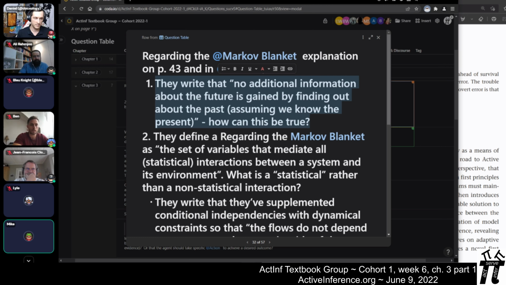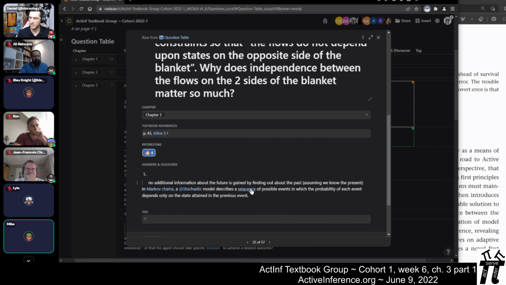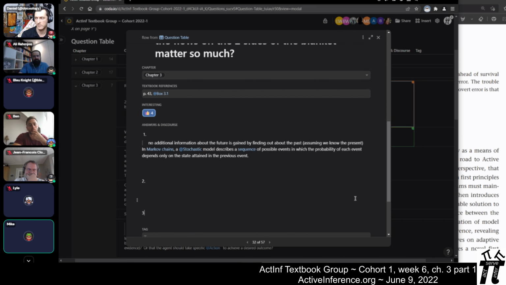So I added a note in there. You can tell me if this is correct or not. With regard to Markov chains, as I understand it, the Markov chain in its present state is effectively capturing all the information about the past. So I assume that translates into the Markov blanket.